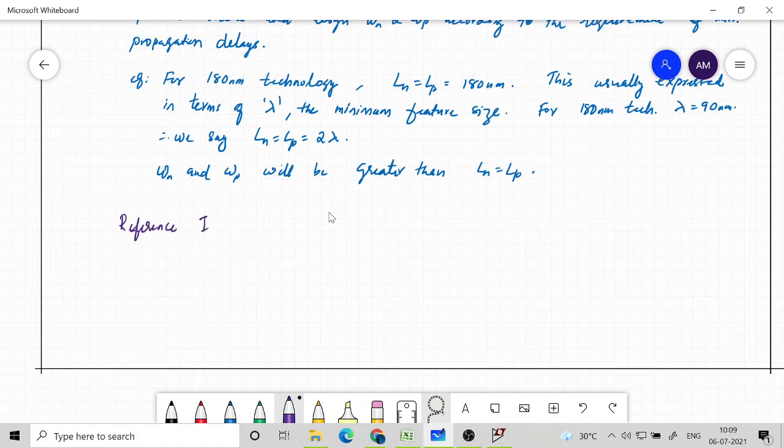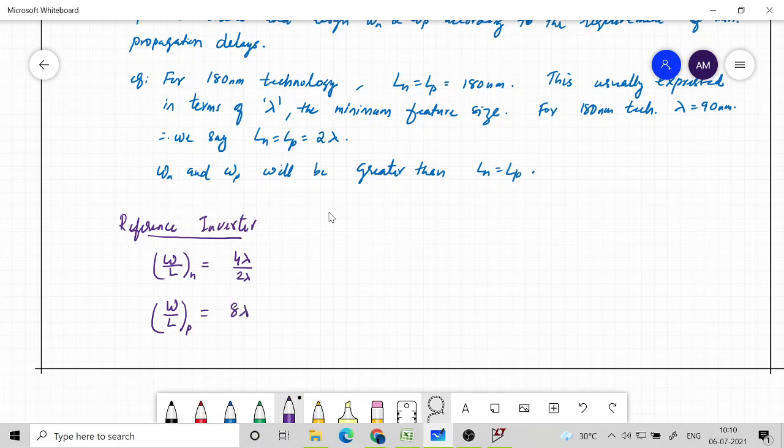So the reference inverter is an inverter in which we define the W by L of the NMOS. We will say this is 4 lambda by 2 lambda. You cannot reduce L lesser than 2 lambda, that is the minimum possible, and W will usually be more than L. So this is for the NMOS.